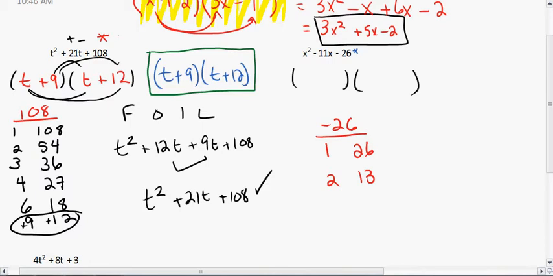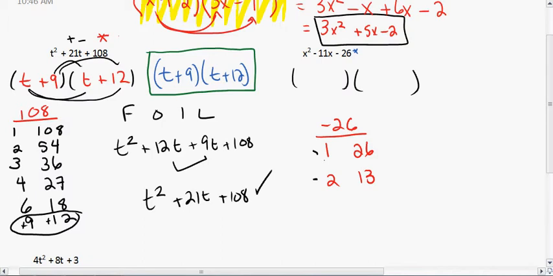Now, because it has to be a negative 26, that means either my 1 or my 26 are negative. Either my 2 or my 13 have to be negative. They can't both be negative, because if I multiplied two negatives, I'd get positive 26 back, so only one can be negative. So I want to look and see which combination, one positive and one negative, is going to give me a negative 11x when I combine them.